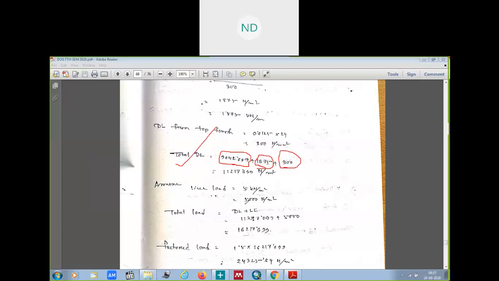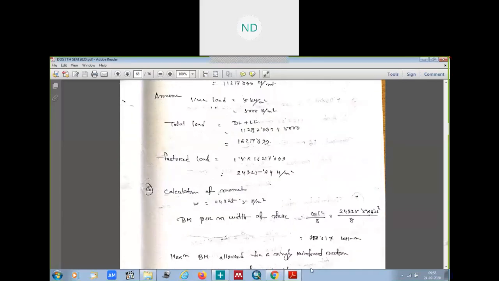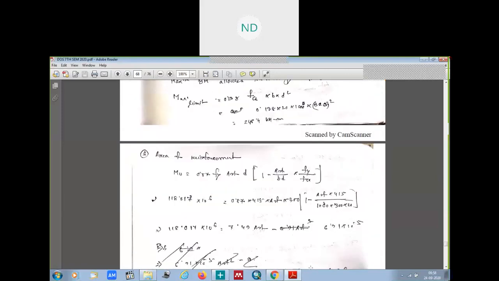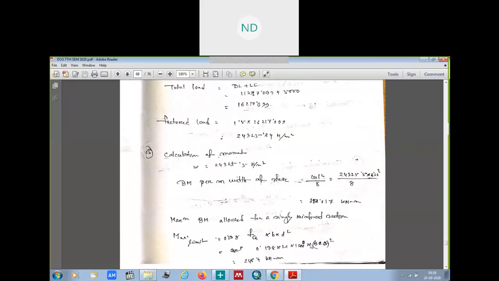Now we also have live load. I think it is mentioned in the question. The live load is given to be this much, 5000 Newton per meter square, similar to this. So the total load will be how much? This much, right? So our total load will be 16.1217 Newton per meter square. So here the factored load will come. We can calculate the factored load now once we know the total load, 1.5 into this much, right? Once we have calculated that, we can calculate our maximum bending moment, then the area of reinforcement. Okay, not much is left.